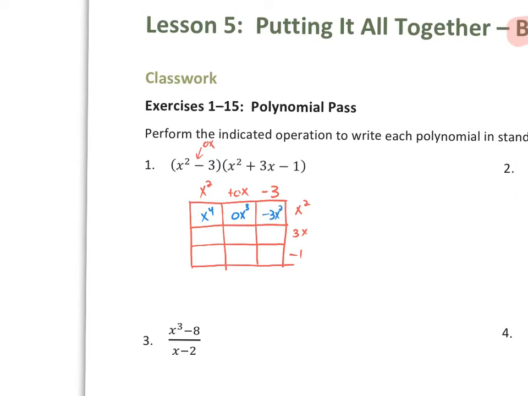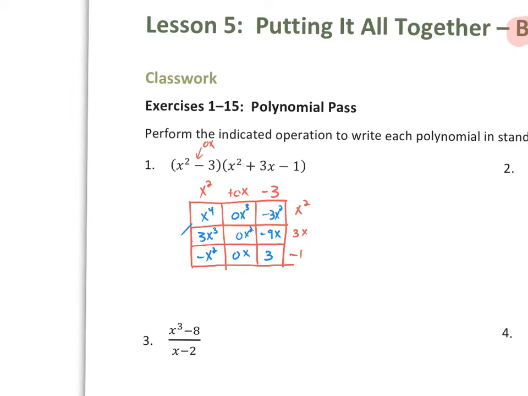I've got 3x to the 3rd, 0x to the 2nd, and negative 9x, because negative 3 times 3 is negative 9. I've got negative x squared, I've got 0x, and I've got negative 3 times negative 1 is positive 3.